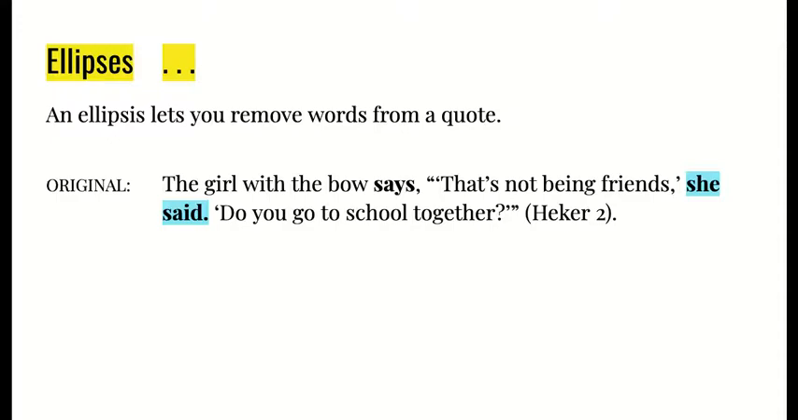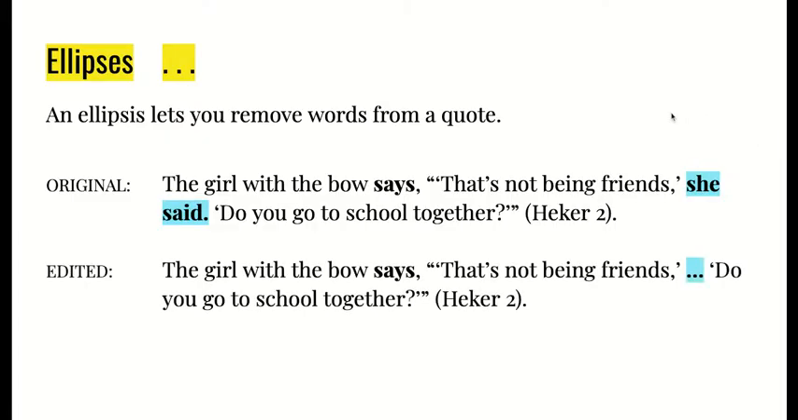So for this quote, I have my lead-in phrase, which is the girl with the bow says, and then I have the words from the story. That's not being friends, she said. Do you go to school together? And this sounds really weird because I've started with my lead-in, the girl with the bow says, and then I have another she said in the middle, and that gets repetitive. So I'm going to use the ellipsis to take out that she said from the middle.